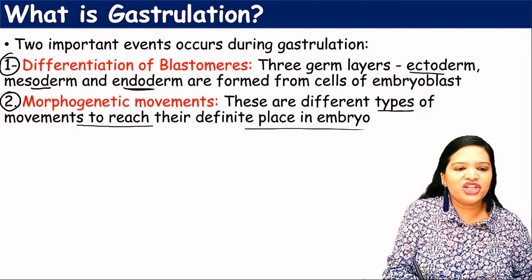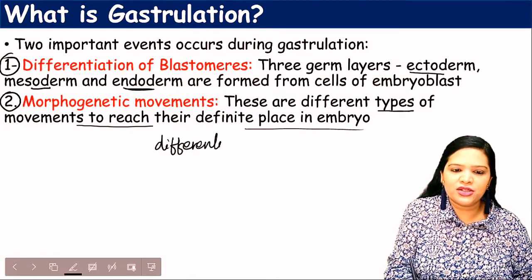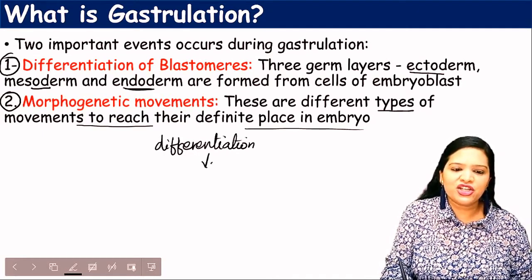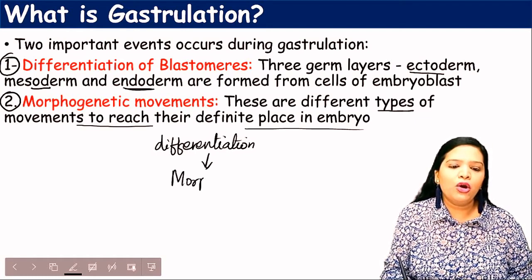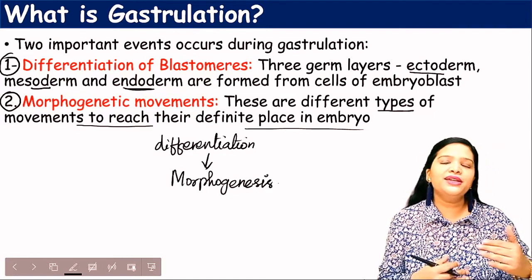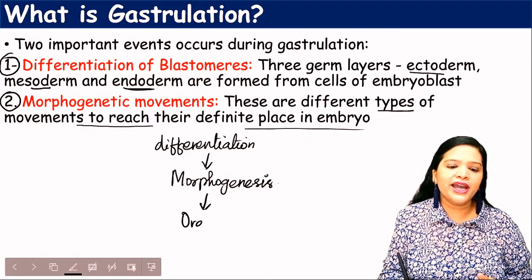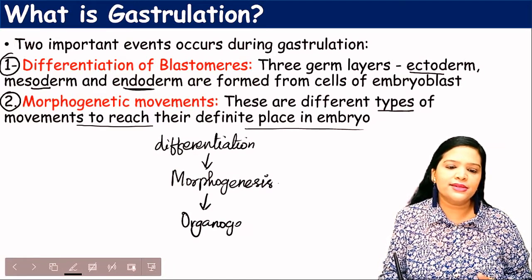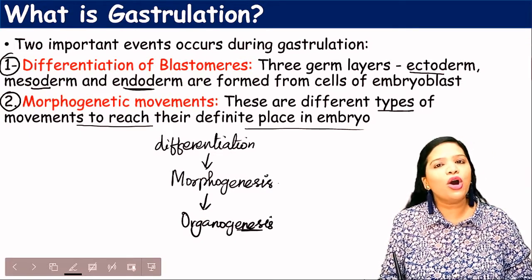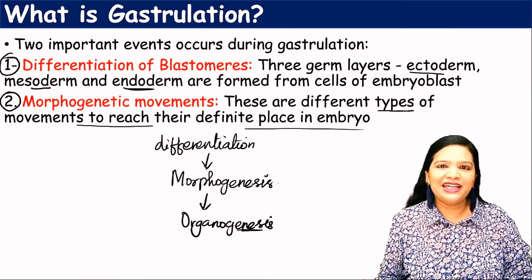So let me write here, the first step is the differentiation, where the germ layers are formed. After differentiation, the next step is the morphogenesis. Morphogenesis means the formation or the movement of the germ layers into their position. Followed by this is the organogenesis. What is genesis? Genesis means formation, right? So what is going to be formed here? Organs. From these germ layers, the different organs of the baby are going to be developed, right?